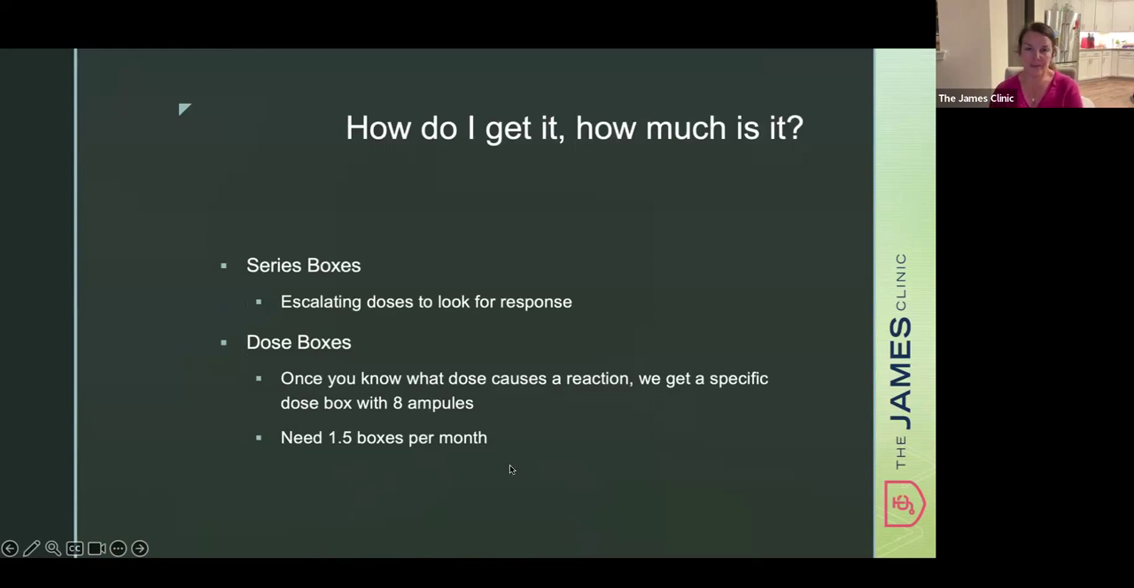So how do I get it? How much is it? We are going to run this out of our office for our patients. And if you're not our patient and would like to become our patient and have us help you manage this, we have a process for that in place as well. We're happy to talk to you.